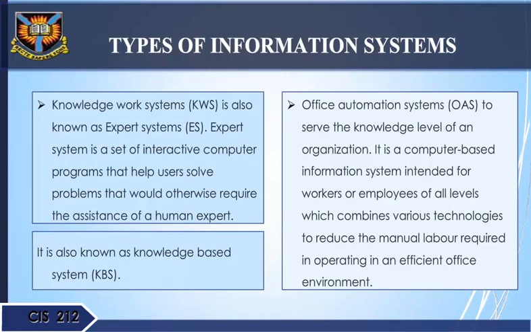Types of information systems. Knowledge work systems, KWS, are also known as expert systems, ES. An expert system is a set of interactive computer programs that help users solve problems that would otherwise require the assistance of a human expert. It is also known as a knowledge-based system, KBS.